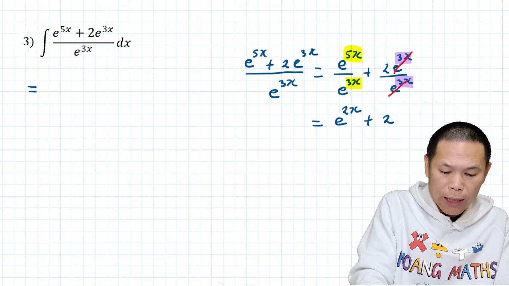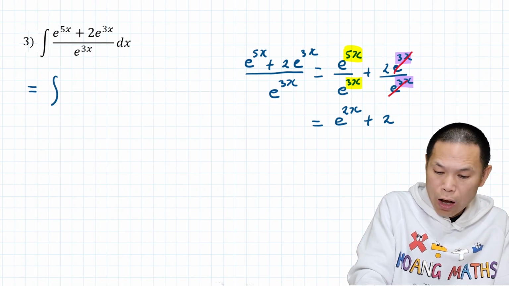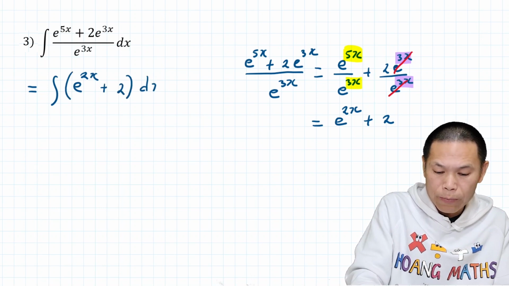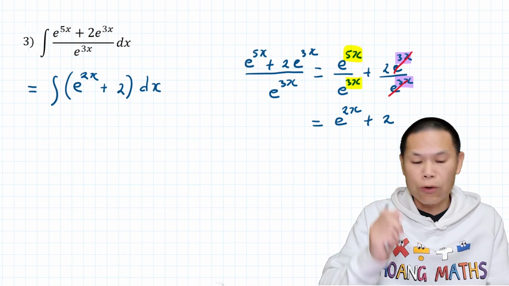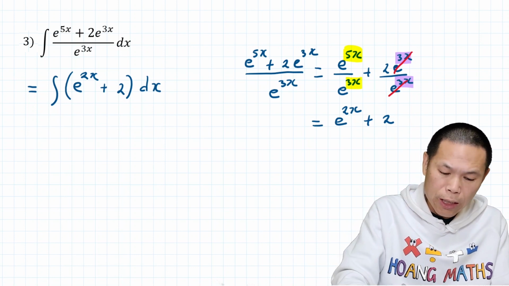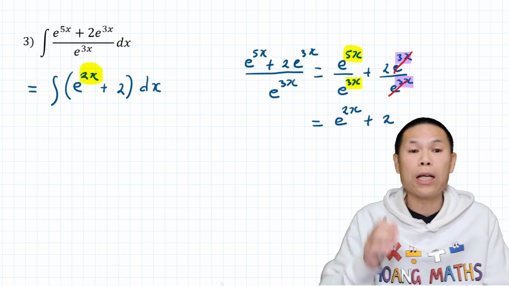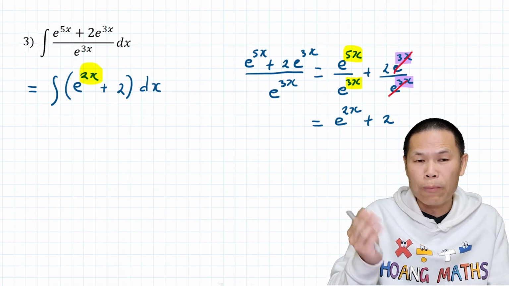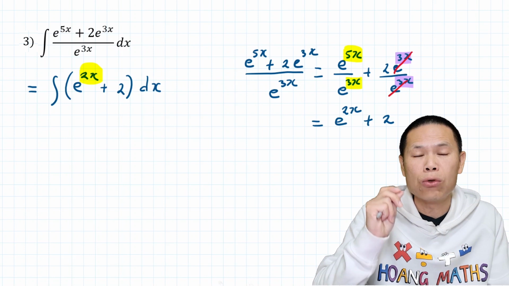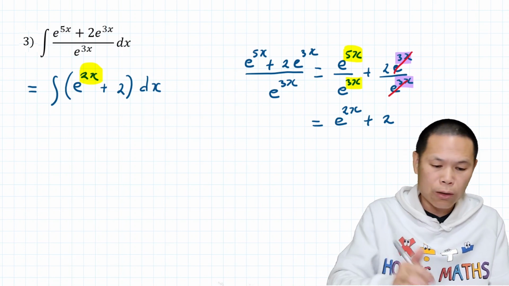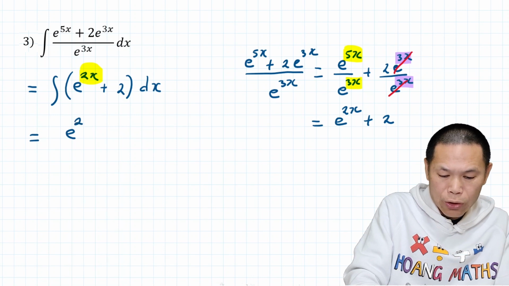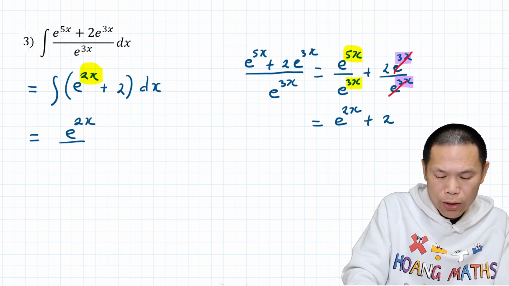So this is exactly the same as integration of e to the 2x, we add 2, and this is dx. So now what I do, I just integrate this. Now integrate e to the 2x. So what I do, I differentiate the power. So differentiate 2x, it give me 2. So therefore, the answer is e to the 2x over 2.